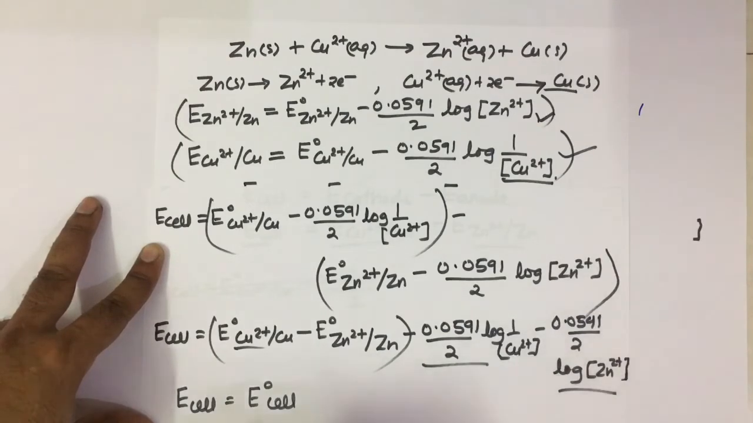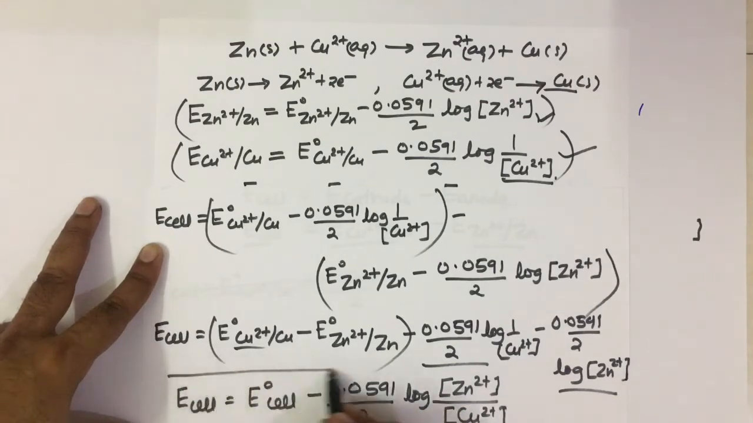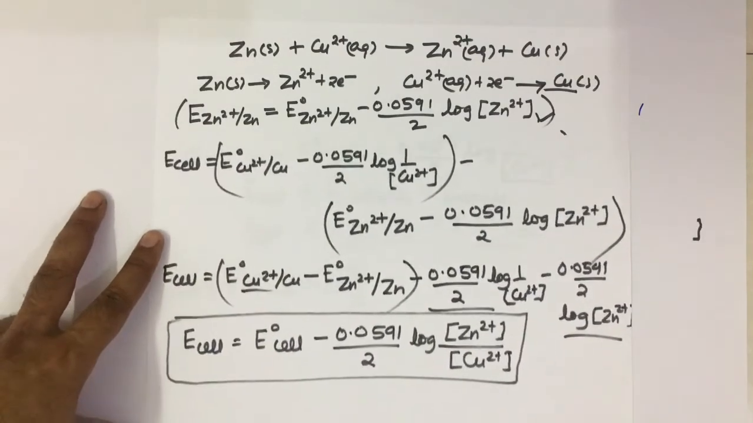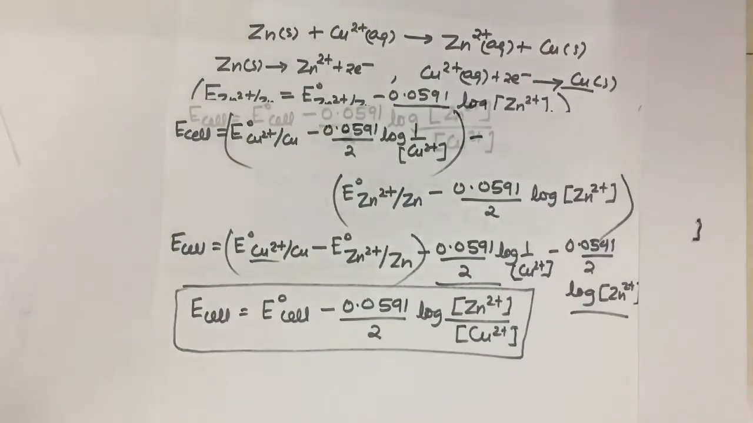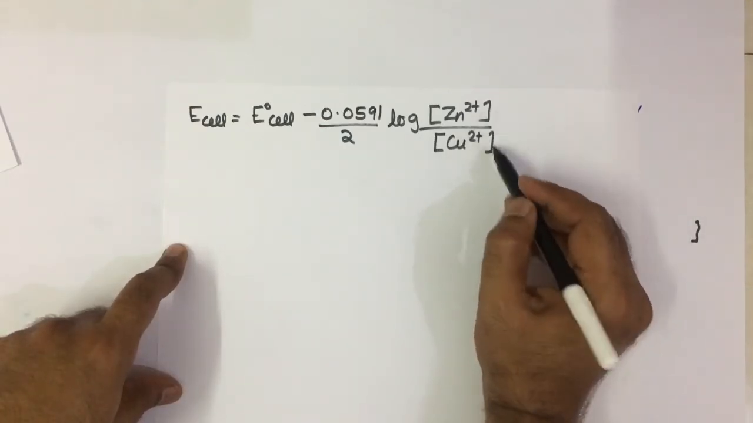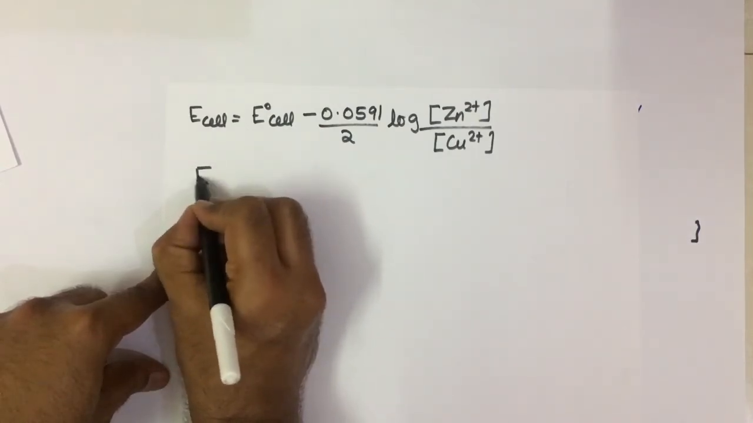Combining these equations, for this expression we get E cell equals E naught cell minus 0.0591 upon 2 log of Zn2+ upon Cu2+. This is the Nernst equation for the cell. Now this is specifically for zinc and copper. Now we can generalize it for every reaction, every cell process.